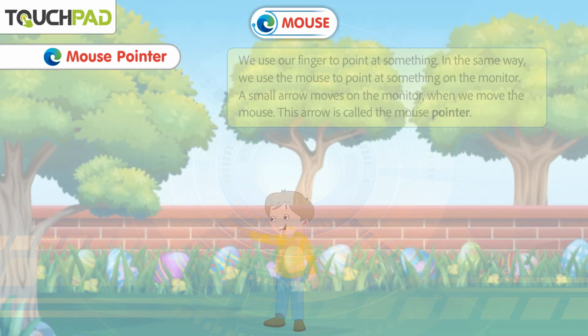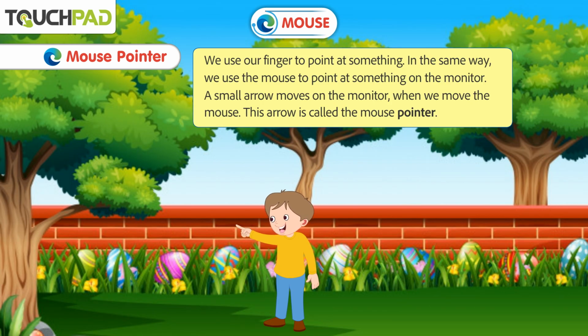Mouse pointer. We use our finger to point at something. In the same way, we use the mouse to point at something on the monitor. A small arrow moves on the monitor when we move the mouse. This arrow is called the mouse pointer. Rohan pointing to a tree.